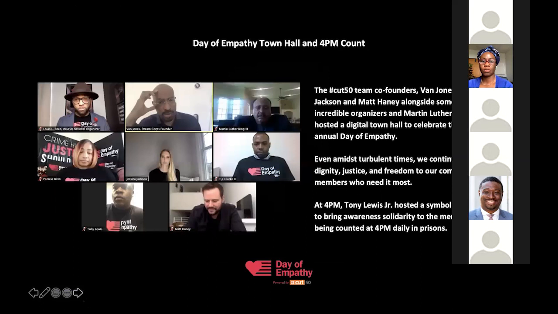Okay, so the Cut 50 team co-founders, as I mentioned, Van Jones, you can see in the picture in the top center, and right under Van Jones is Jessica Jackson. She's a co-founder. And then under Jessica to the right is Matt Haney. He is another co-founder of Cut 50. They joined Martin Luther King III, Martin Luther King's son, for our 4th annual Day of Empathy, which was digital. And even in the midst of turbulent times, we continue to fight for dignity, justice, and freedom for our community members who need it most.